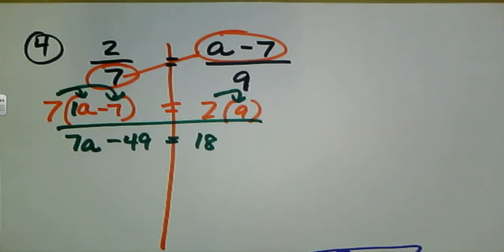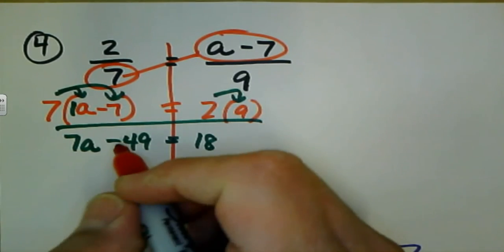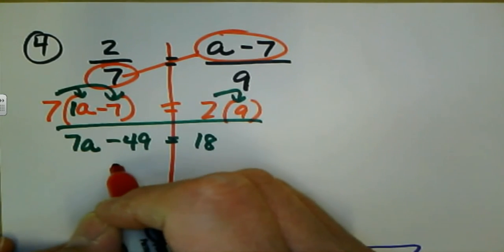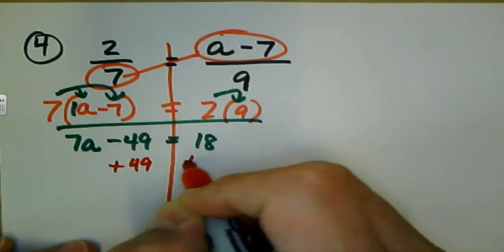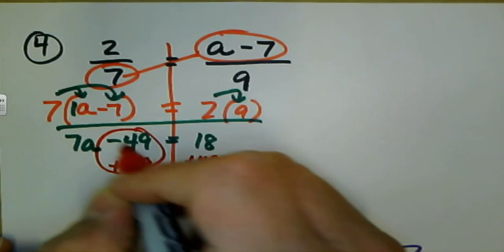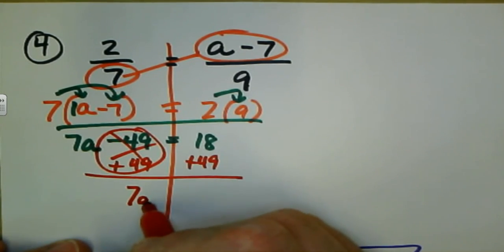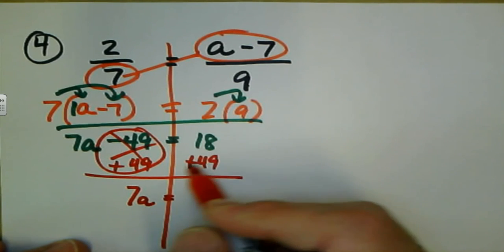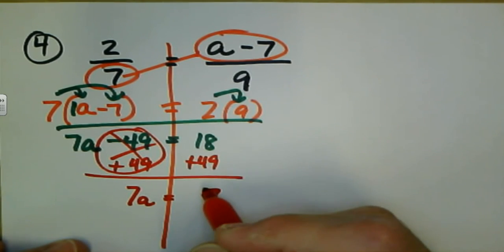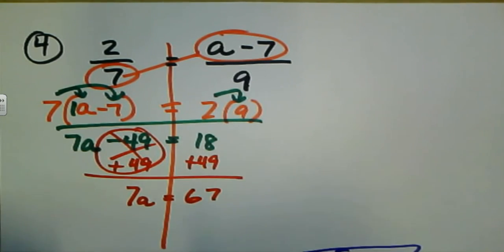No combined like terms. No extra variable. What's added or subtracted? We do have minus 49, so we're going to add 49 in opposite operation. Cross those off. We're going to end up with 7a left over. And 18 and 49, 67? 67.